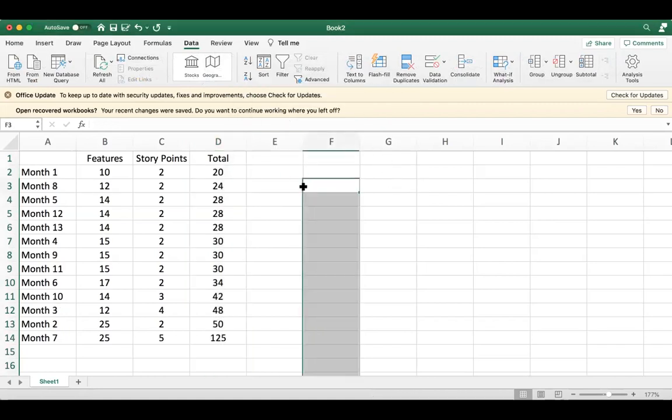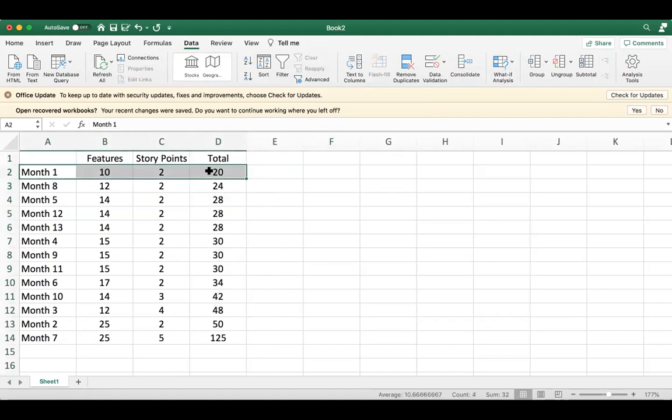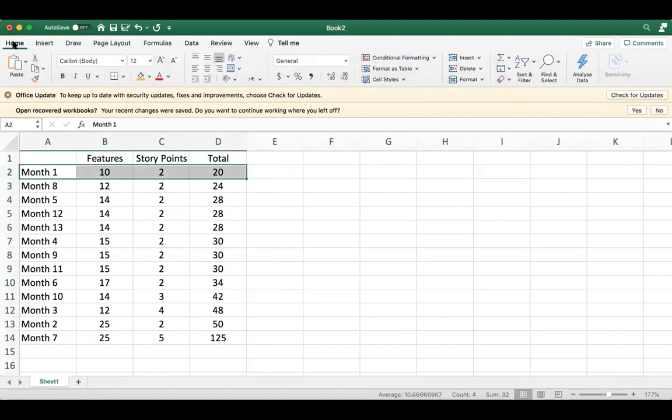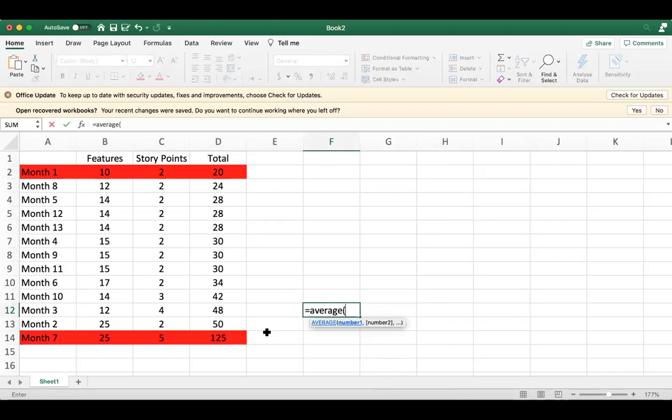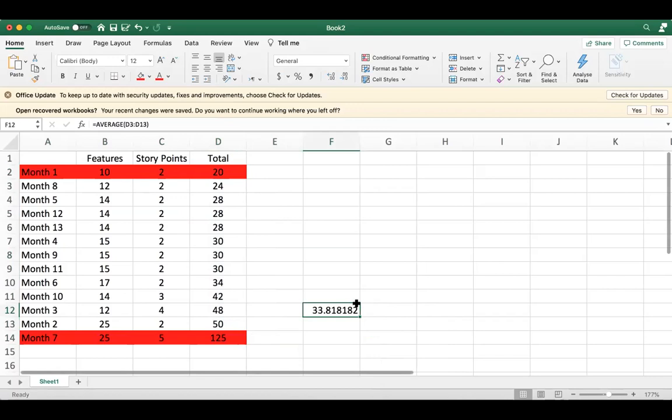So I know that this is the lowest. This is the lowest, I don't really consider that. And when I see this as the highest, I don't consider that. And what you do is you go to the rest and you create the average. So on average, I'm able to do 33 user stories per month.